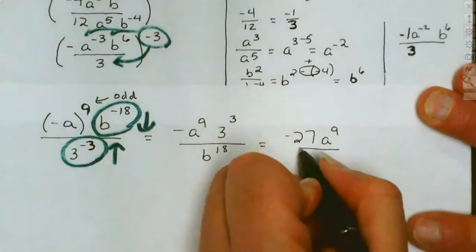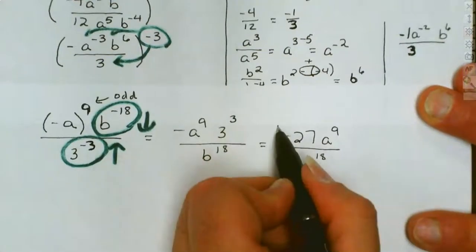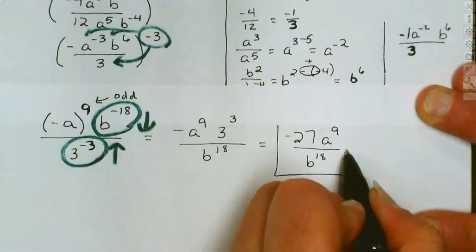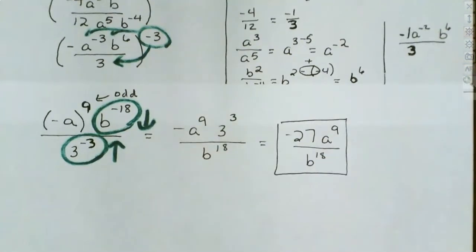A to the 9th power over b to the 18th power. And that is as far as we can possibly go. So we broke it all down into that, and that is as far as we can go with that.